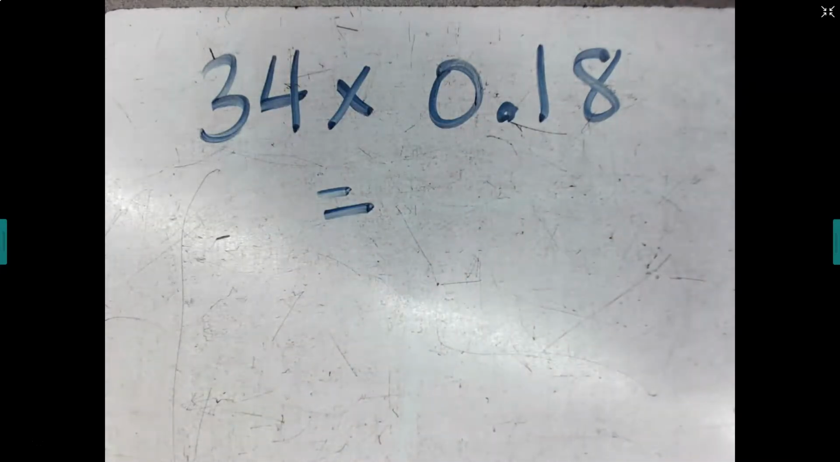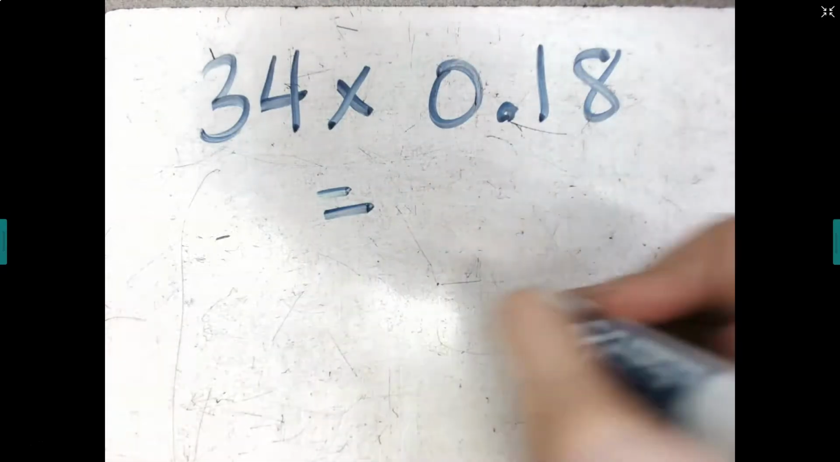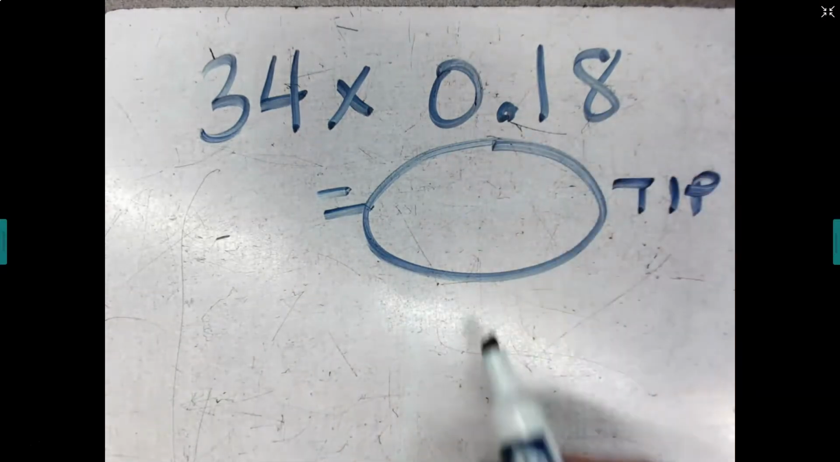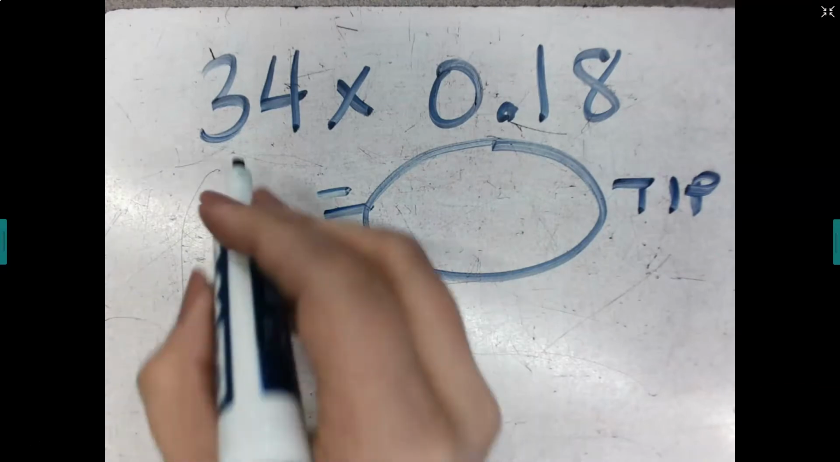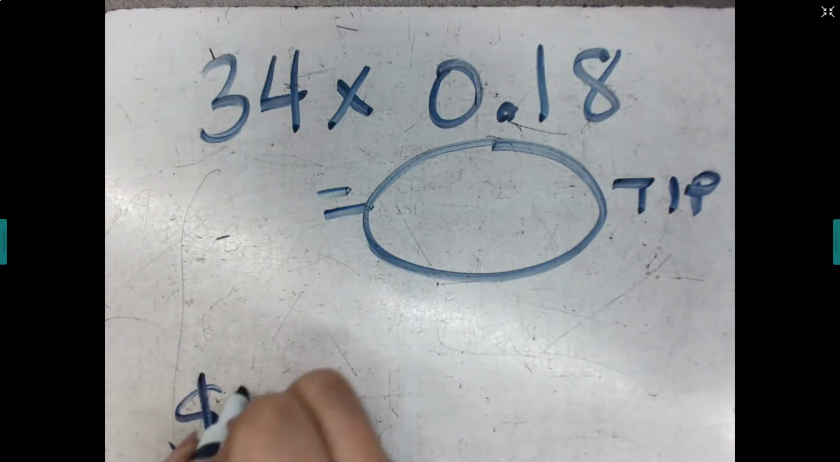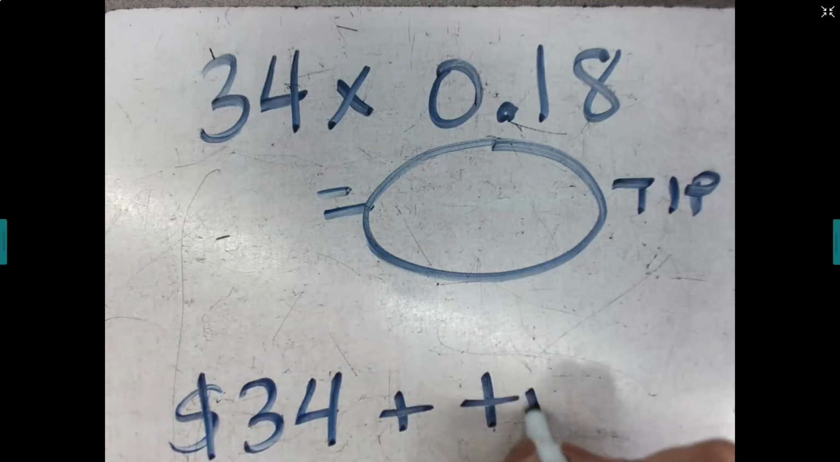Then after that, it says, what is the cost of the entire meal? So you'll have the tip here. This will be your tip. But you don't just pay the tip, you also have to pay the $34 for the entire meal. So whatever you get as your tip, you're going to have to add it to $34 to get the total cost.